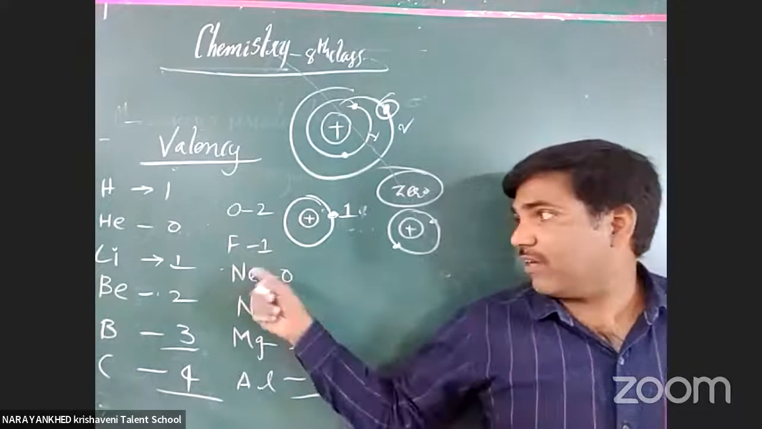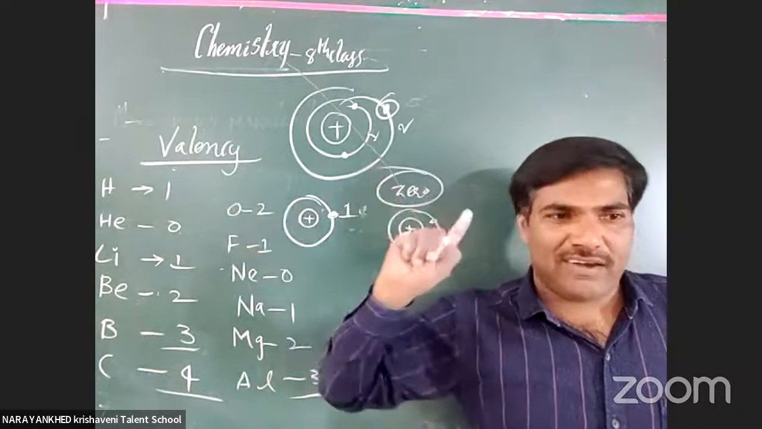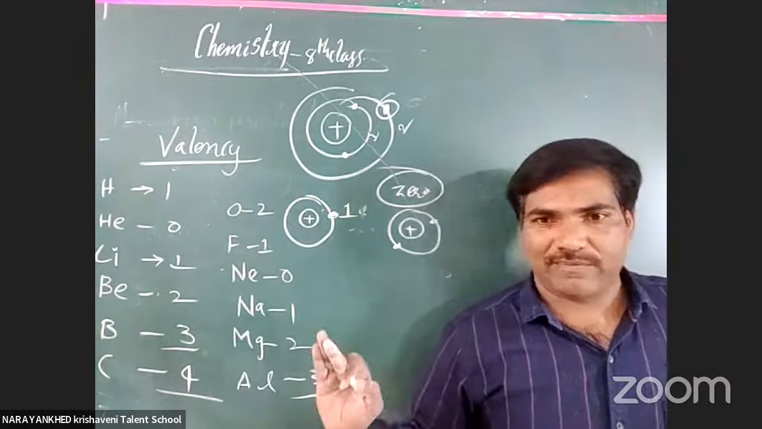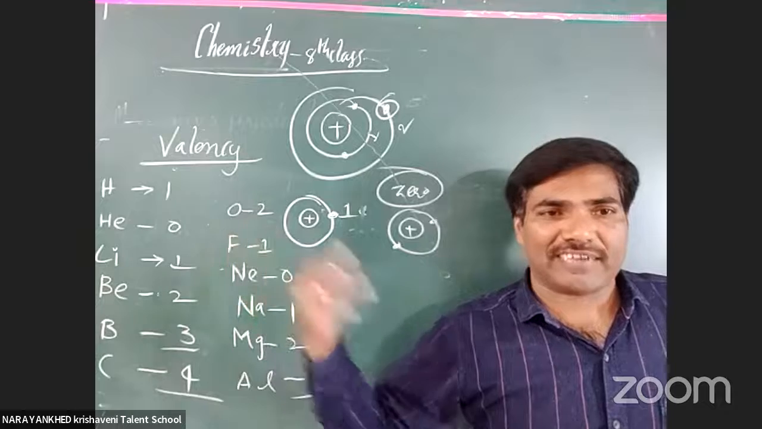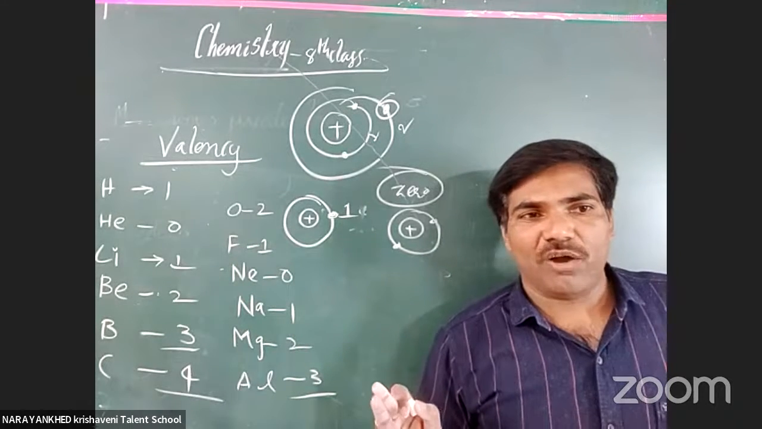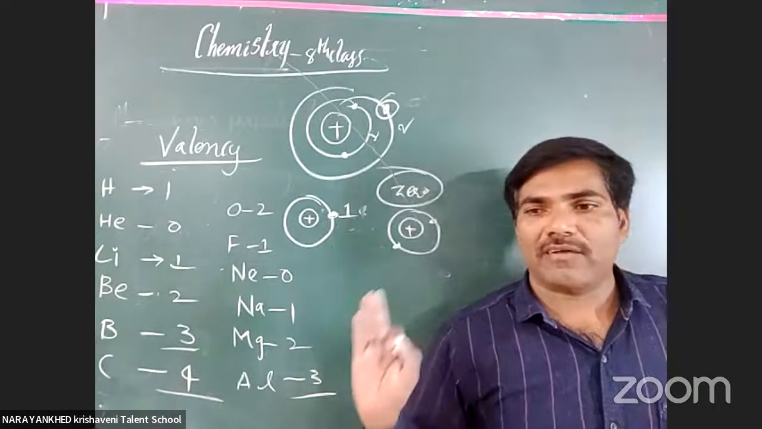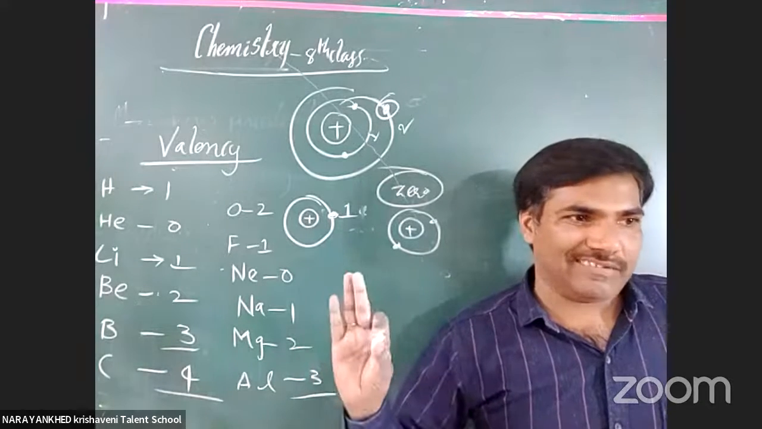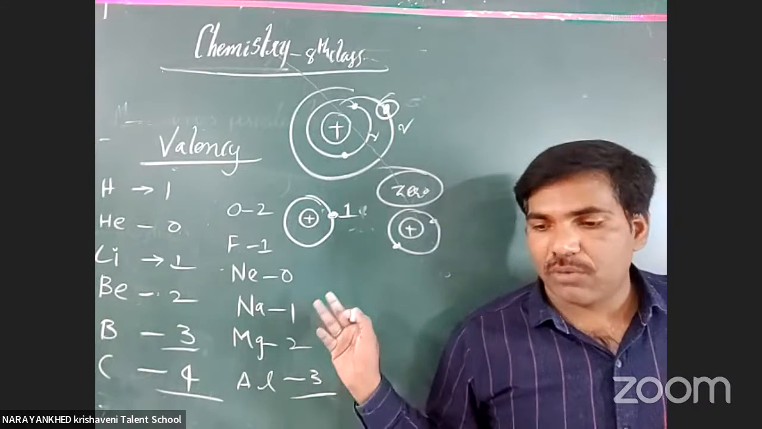Now, what is the atomic number of neon? 10. When oxygen also becomes 10, it becomes stabilized. Oxygen's atomic number is 8. How many electrons are required to get to 10? 2. That is called valency. Understood, all of you? The combining capacity of an atom is called what? Valency.